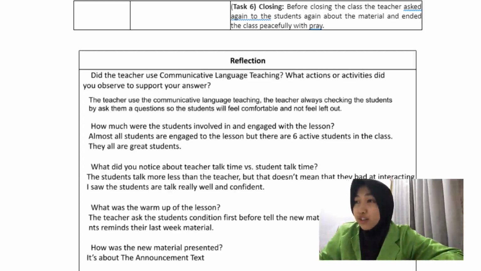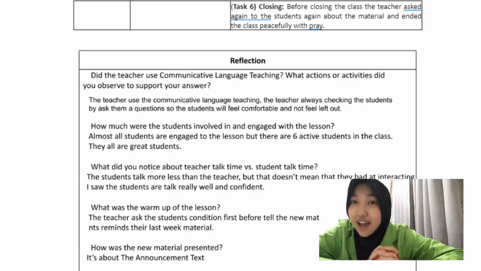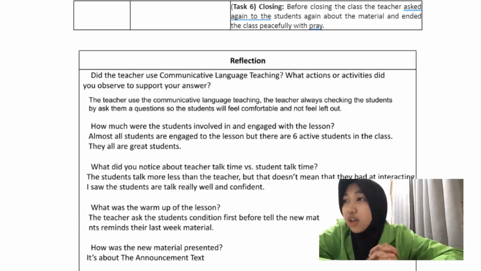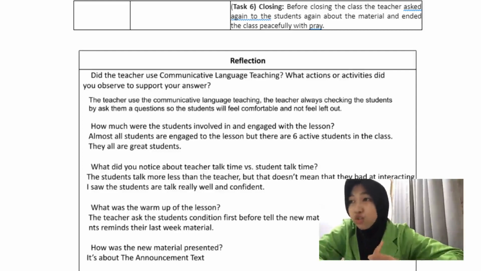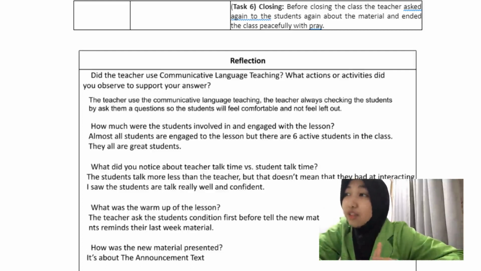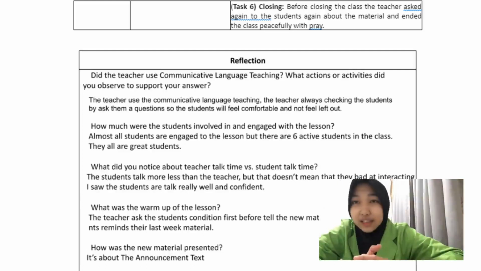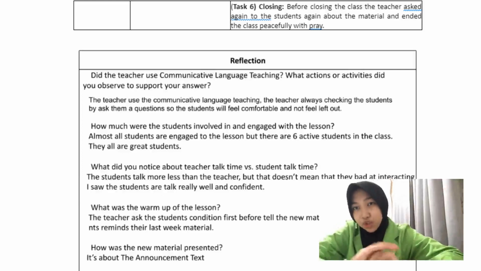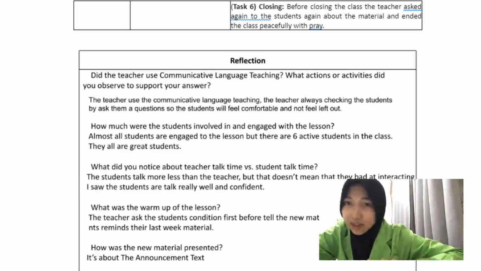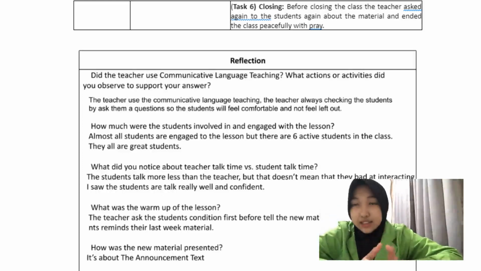Then for the reflection, I am collecting my answers. First, the teacher used communicative language teaching. The teacher always checks on the students by asking them questions, so the students feel comfortable in the class and do not feel left out, because the teacher keeps her attention on the students, so the students do not get bored at all.